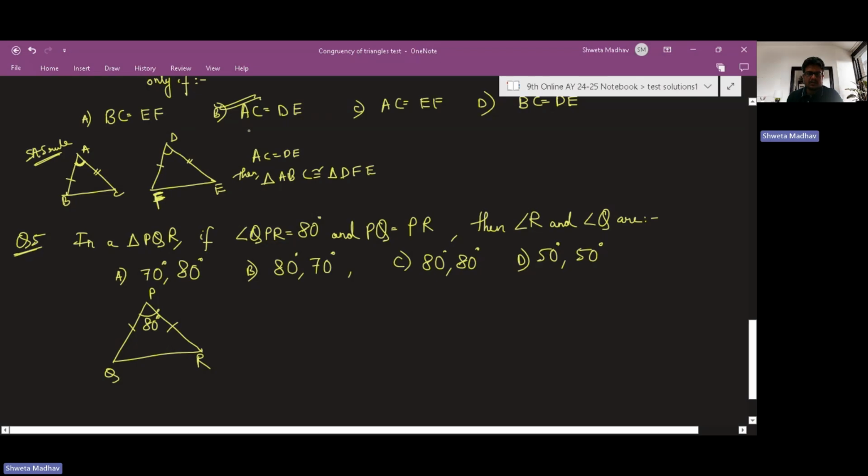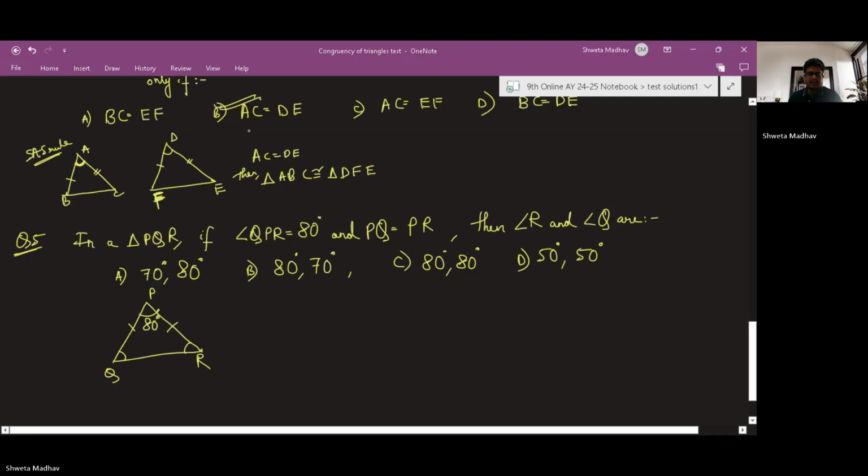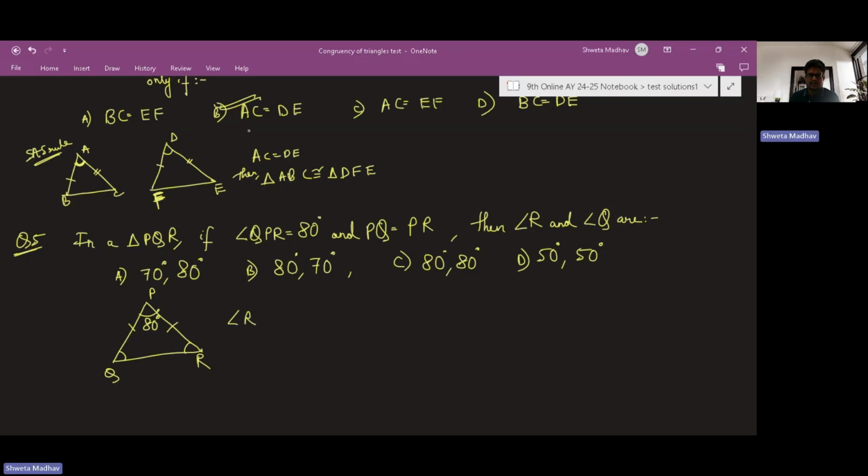And R and Q are how much? If so, these two angles will be equal. Angle R will be equal to angle Q, since the angles opposite to the equal sides of a triangle are also equal. So let's say each of them is X.